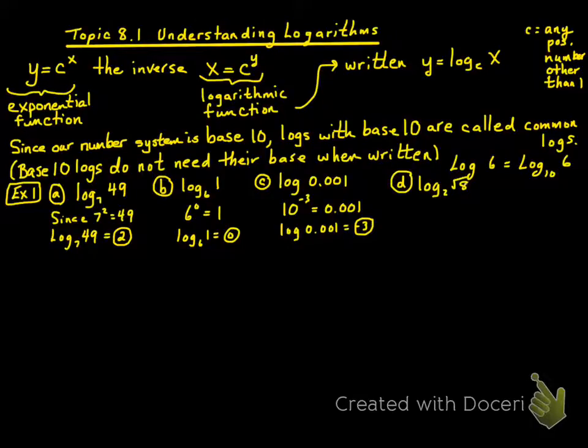And for d, the log base 2 of root 8. Well, 2 to what power is root 8? We're going to express root 8 as 2 to the power of 3 underneath the root sign. Now we can say that that's going to be to the power of a half. So 2 to the power of x would be 2 to the power of 3 times a half, which is 3 over 2. Now we can say that x must equal 3 over 2.